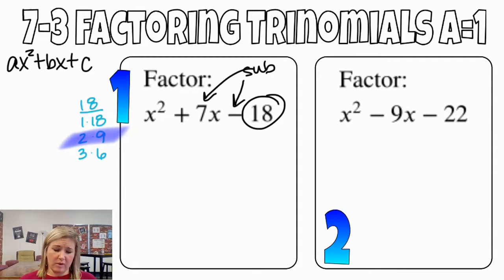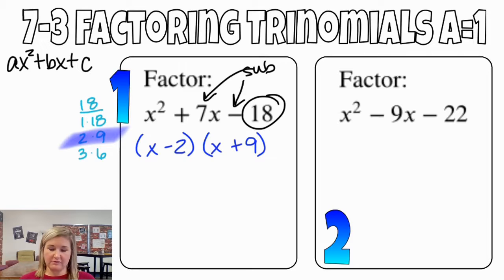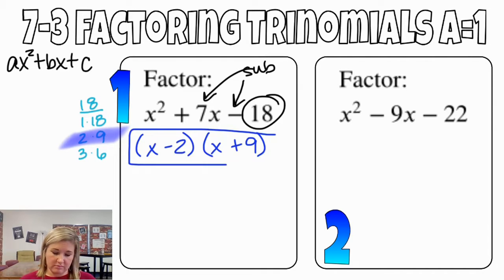Remember that when we go to write our factors, we have x starting out first. x times x gives me the x squared. That's the first part of the FOIL. Then I want a negative 2 and a positive 9, because 9 minus 2. One of them has to be positive and one has to be negative so that you have a negative 18. So that's how you can look at it: you look at the sign right in front of c, and that tells you whether to add or subtract to give you your middle term. So this would be our factors here. We're moving on.